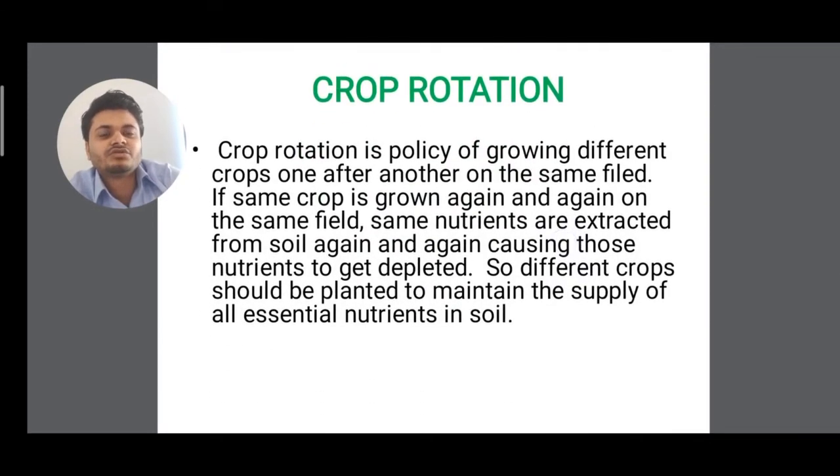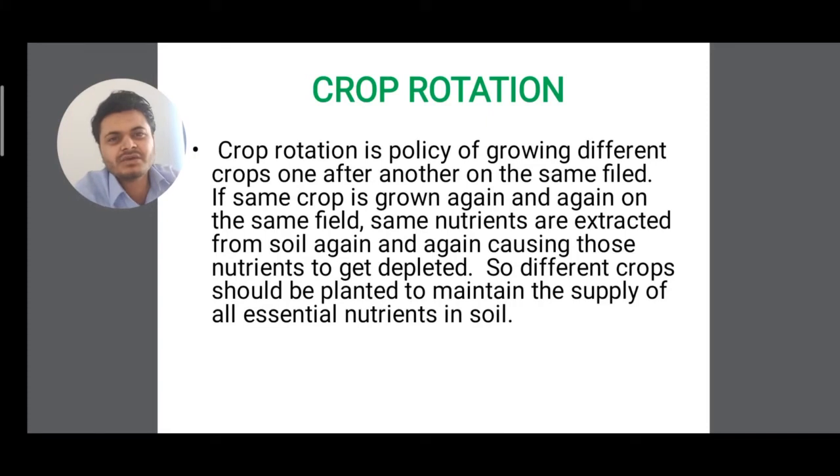Now what is crop rotation? Crop rotation is a practice of growing different crops one after another on the same field. Clear? If the same crop is grown again and again on the same field, the same nutrients are extracted from the soil again and again, causing those nutrients to get depleted. Clear? So different crops should be planted to maintain the fertility of all essential nutrients in the soil.